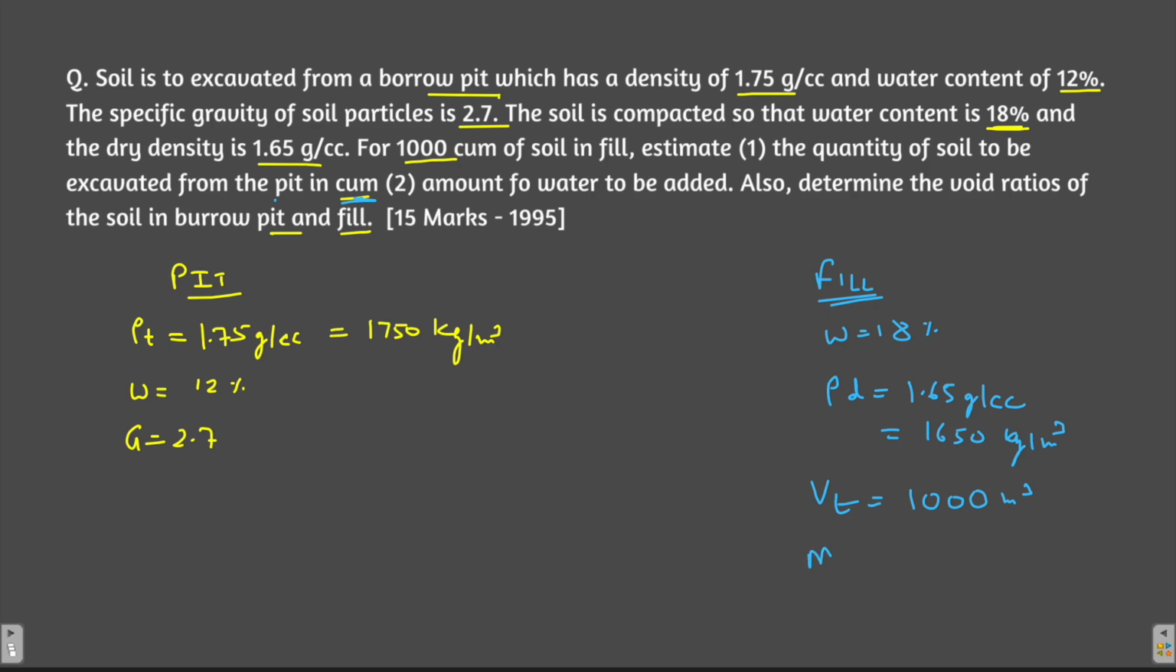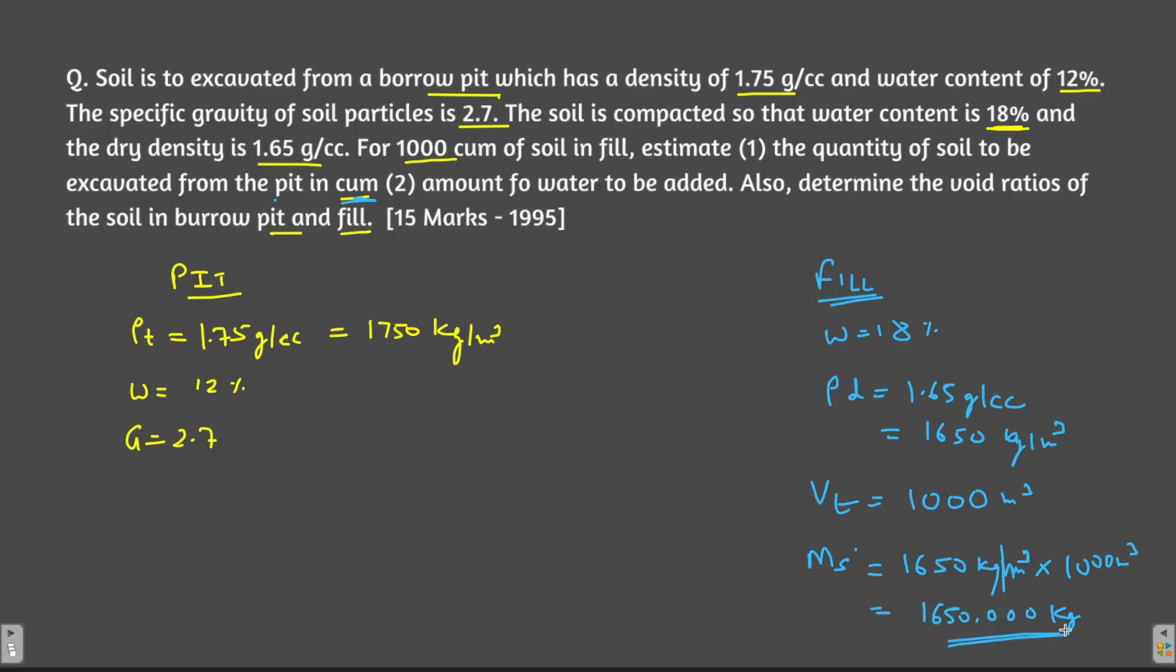So what do you think will be the mass of solids in this? See, this dry density is 1650 kg per meter cube. If you just multiply it with 1000 meter cube, what are you going to get? The mass of solids present in the fill. 1650 is the density, kg per meter cube, into 1000 meter cube. So meter cube and meter cube will be gone, and you will be left with 1650 and then 000 kg. This is the mass of solids in the fill.